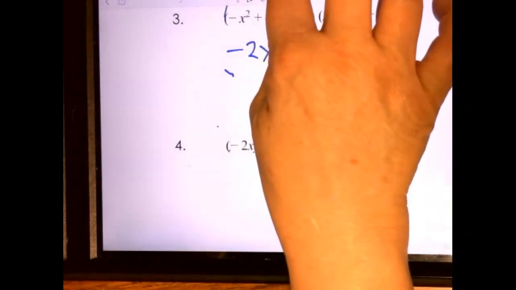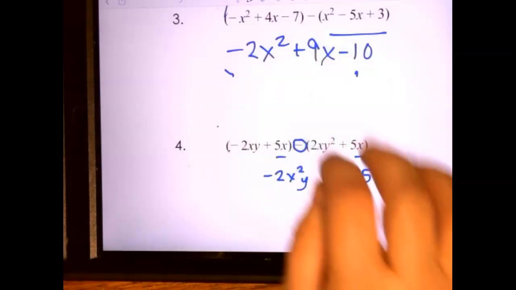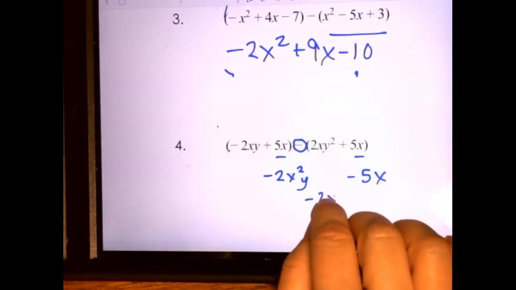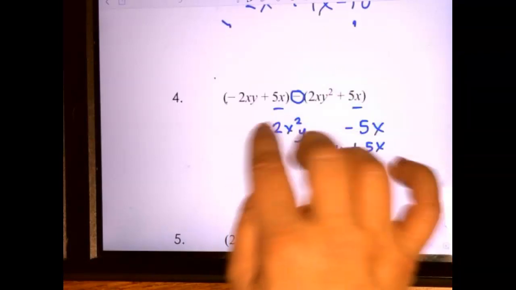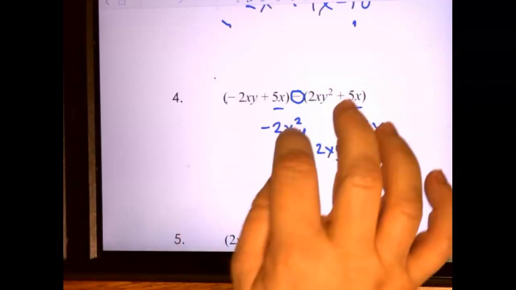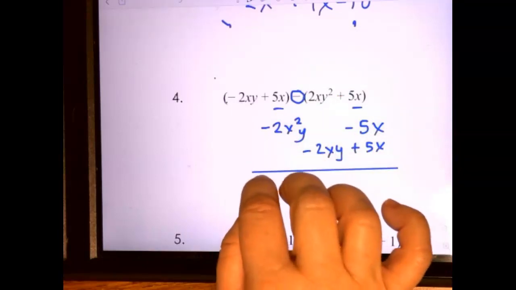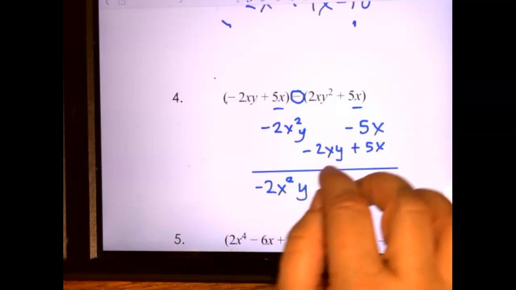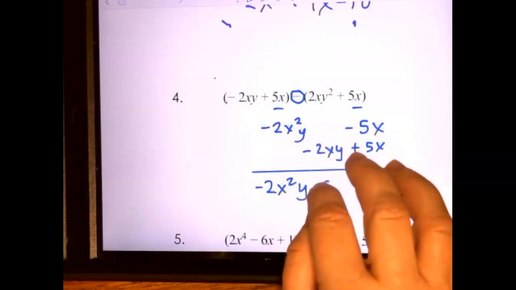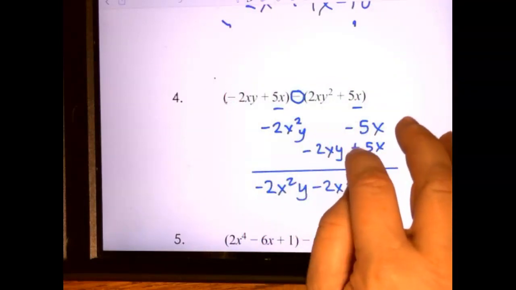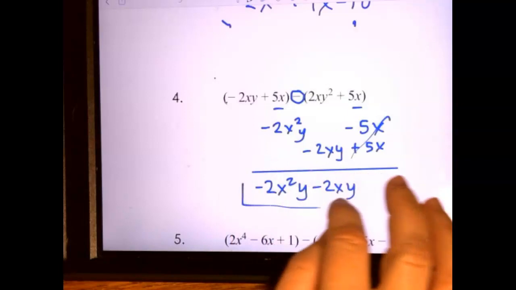Okay, and then this one's not the same. So I'm going to actually move this over a little bit. And then I'm going to put this one down here, minus 2xy plus 5x. And the reason why I moved this other one over is because it's got that squared in it and this one does not, so it's bigger. So I have minus 2x squared y minus 2xy. And plus 5 minus 5, that's a 0 pair, so that is going to be 0. So this is my answer right here.